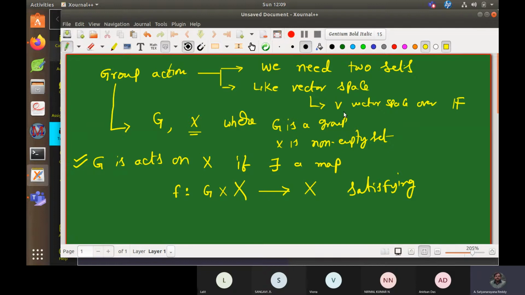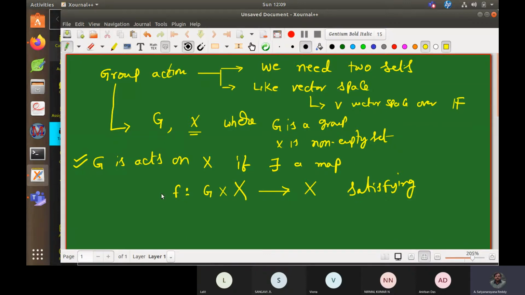Again, that is a map, right? What is the map? F cross V to V, the scalar multiplication, but just a map is not sufficient. It has to satisfy some conditions there itself. Here also there are two conditions it needs to satisfy to say that G acts on X. So G acts on X, then only it is true. What is the first thing? It is taking an ordered pair, right? So F takes G comma X, so it maps to an element.